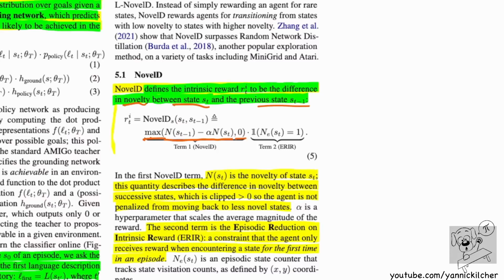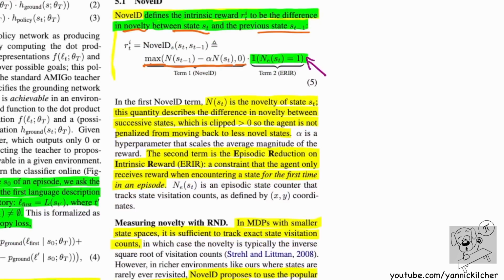The max with 0 is so that this cannot be negative, so we don't penalize going from high novelty states to low novelty states, because sometimes that is necessary. And we also only give that reward if a state is encountered for the first time. So here the agent is encouraged to find new states because it only gets rewards when it encounters new states, and it is especially encouraged to find new states that are a significant increase in novelty from the previous states.